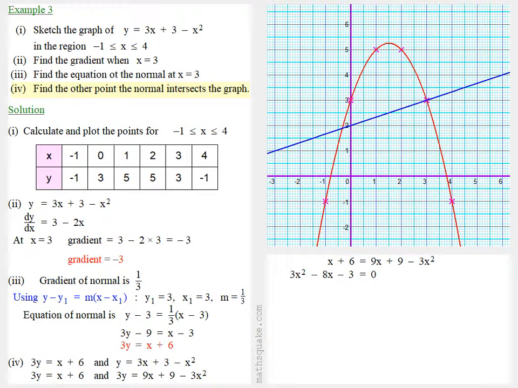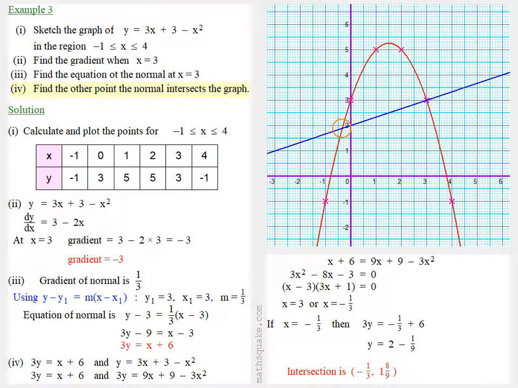Now that factorises as x minus 3 into 3x plus 1 equals 0. So either the first or the second bracket must be 0, and so x is equal to 3, or x is equal to minus a third. The case x equals 3 is our original point, and we want the other point. Now if x is minus a third, then 3y is equal to minus a third plus 6, so y is equal to 2 minus a ninth, which is 1 8/9. So the other intersection is minus a third, 1 8/9.